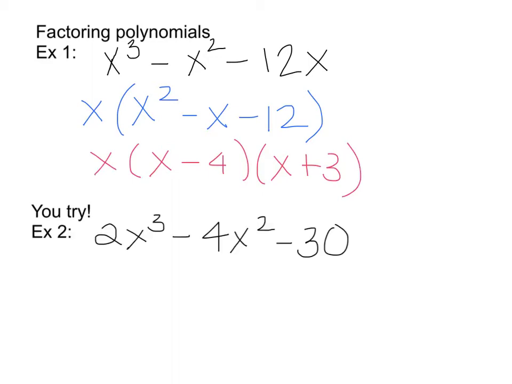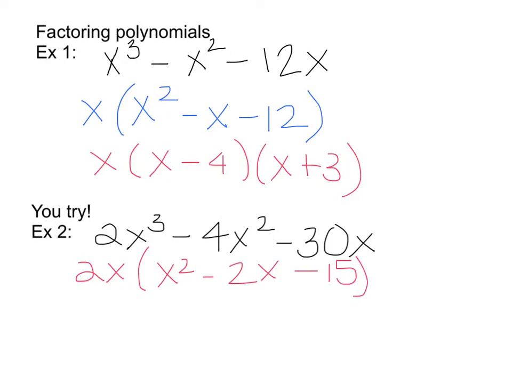Press pause, and I want you to try factoring 2x cubed minus 4x squared minus 30x. I left off the x. So what do 2x cubed, minus 4x squared, and negative 30x all have in common? They all have a 2 and an x in common. So if you factor out a 2x, that leaves you with x squared minus 2x minus 15.